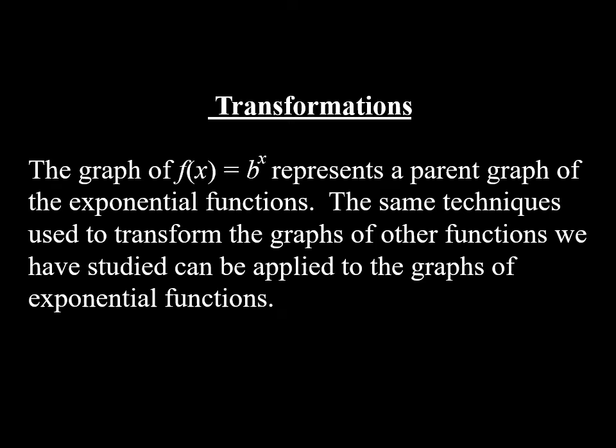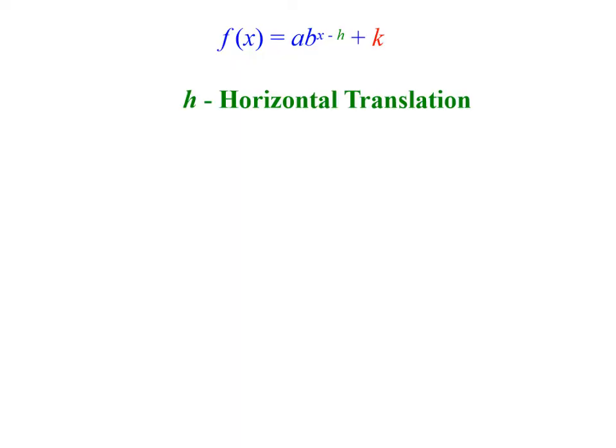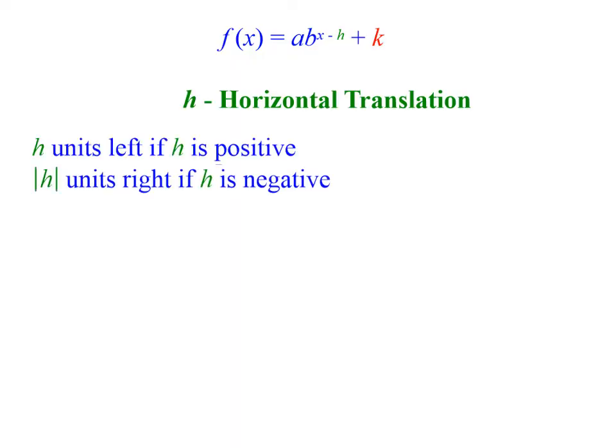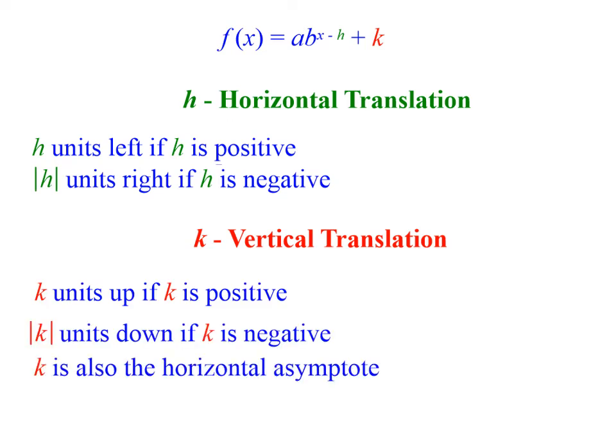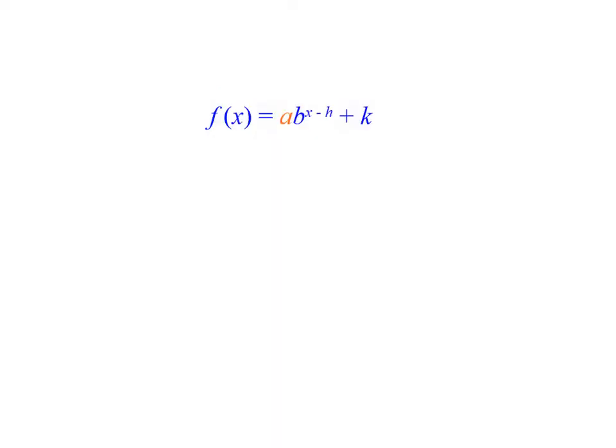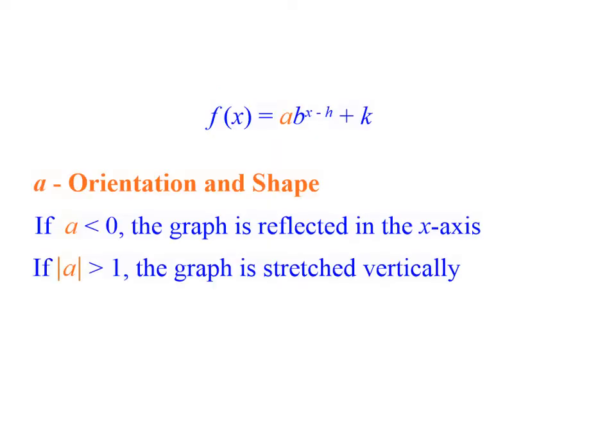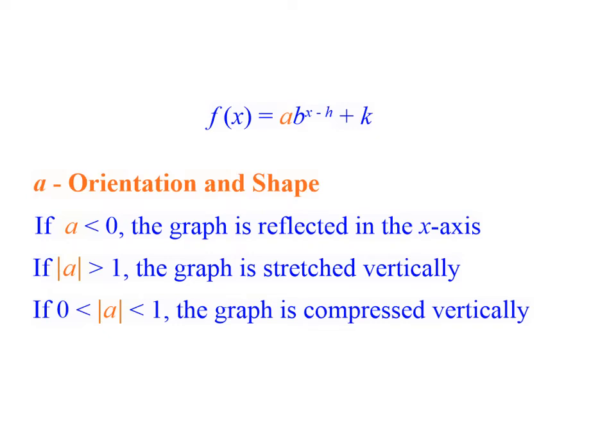So the transformation of the parent function y equal b to power x is the same as any other functions. So the rules of transformations, the horizontal and the vertical, and we have the orientation and shape. So it's similar to any function, even if it was exponential function.